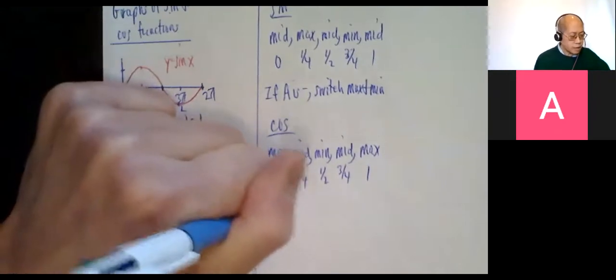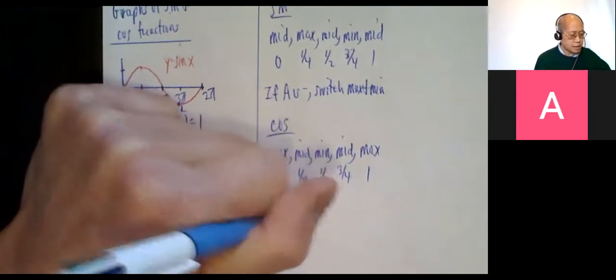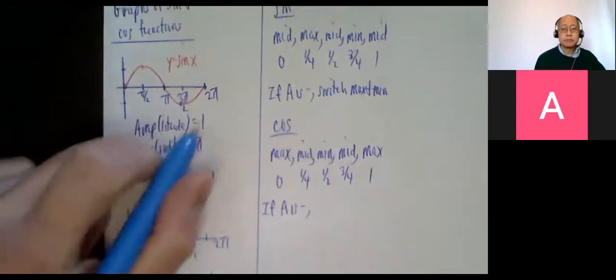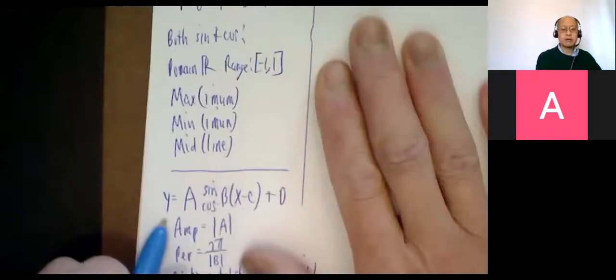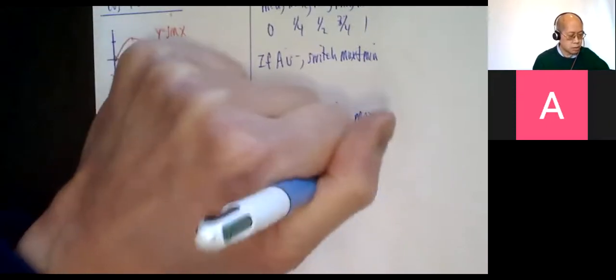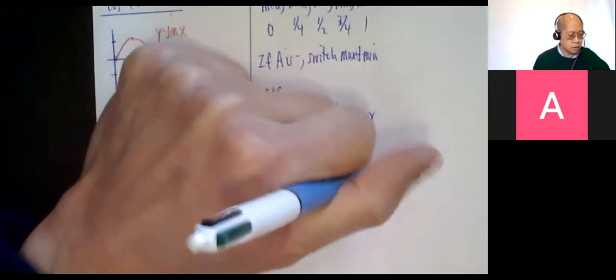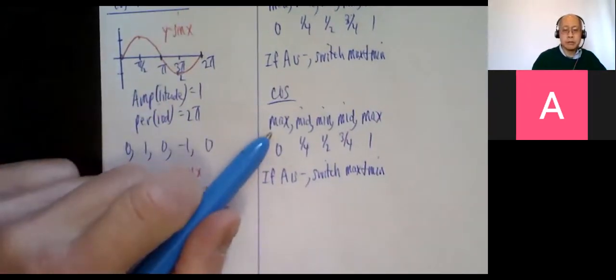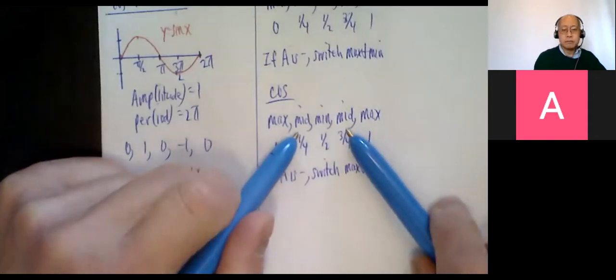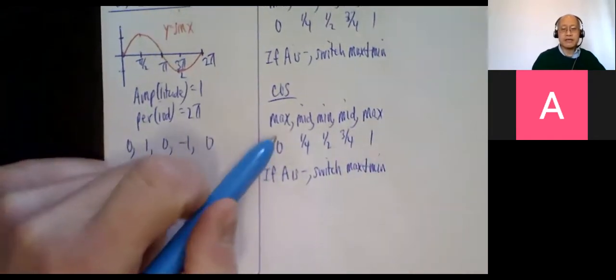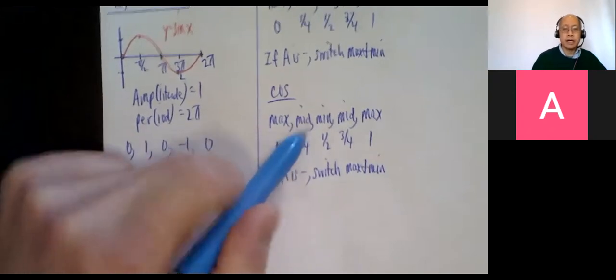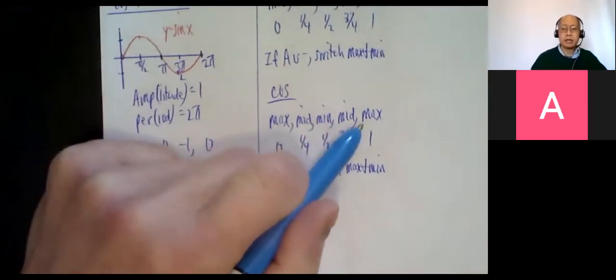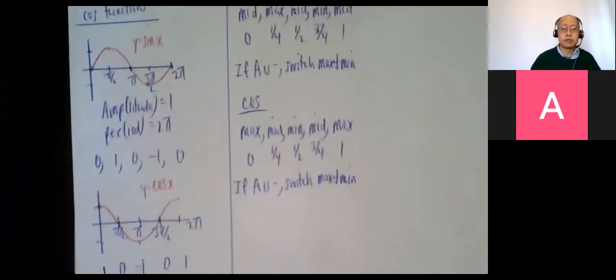And once again, if A is negative, A is the coefficient right here, switch max and min. Okay. So in other words, this becomes min. The midlines stay the same. But if the A is negative, that would be a min, midline, maximum, midline, minimum. Okay. You can put all this on your cheat sheet as a reference.